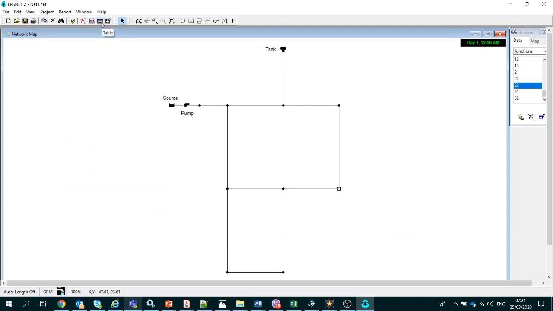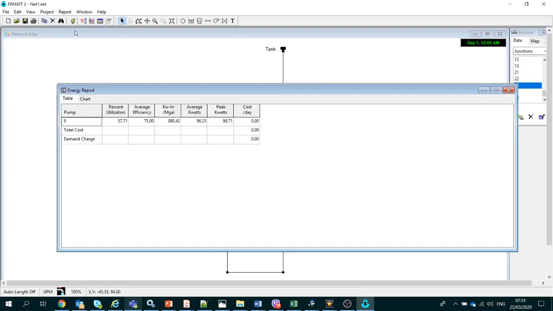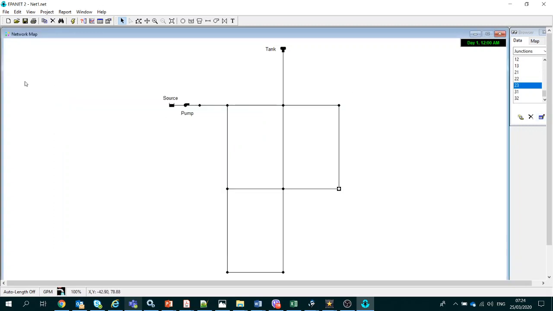And you can also get results in tables. And if you have a pump, you can also look at the energy expenditure. That's it.